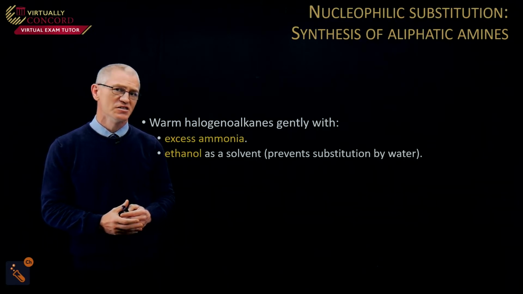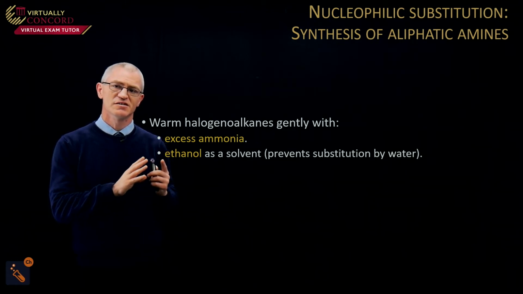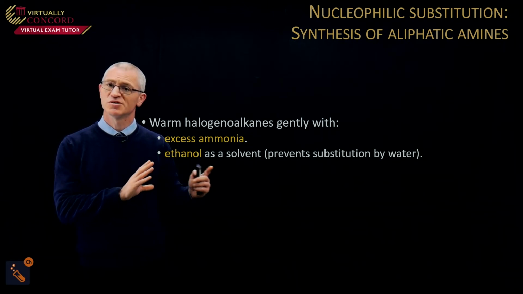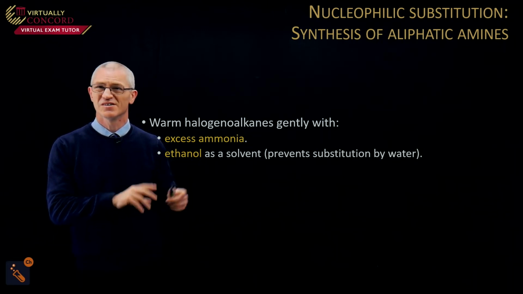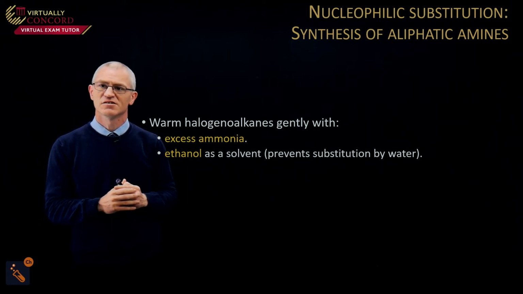Next, going to do the synthesis of those aliphatic amines. Now that is done with excess ammonia and ethanol. Now ethanol is a solvent because it prevents substitution by water, because water is also a nucleophile, and this is nucleophilic substitution, and we'll show you that in the next slide.